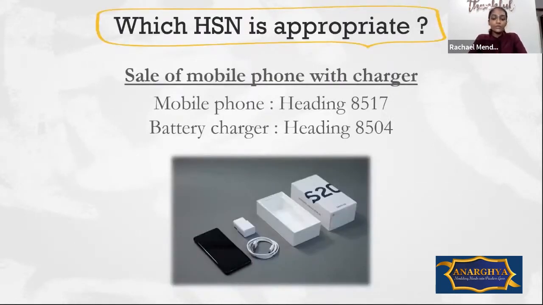Having understood all the rules for interpretation, here's a question. I would like for you all to determine the appropriate HSN for the charger that you get in the mobile box. So when you go to purchase a mobile phone, the box contains a phone and a charger in the majority of cases. So under what HSN or heading will you classify this charger? Will you classify it as a mobile phone or will you classify it as a charger?